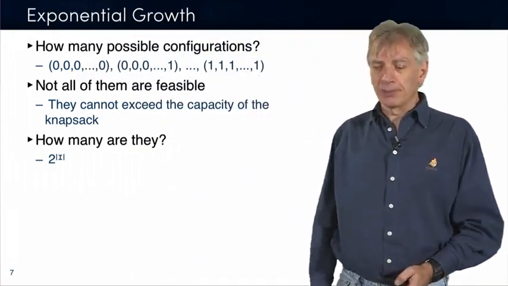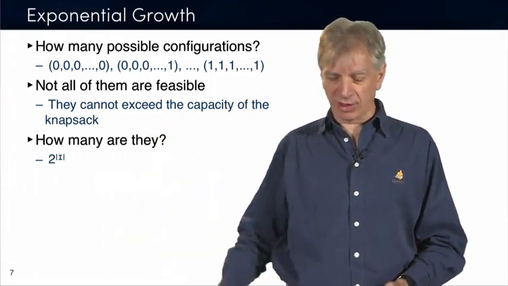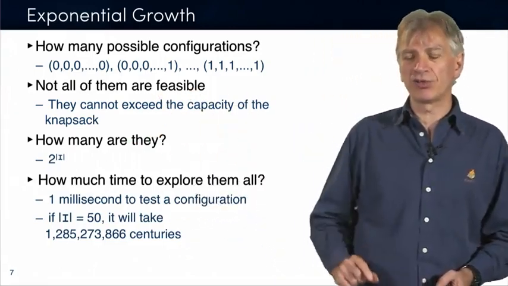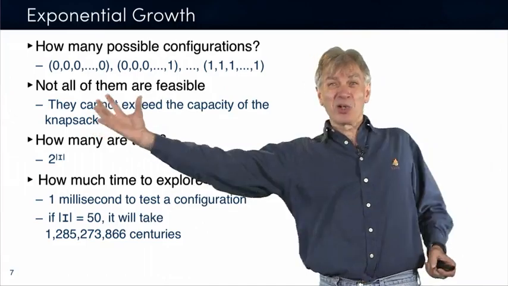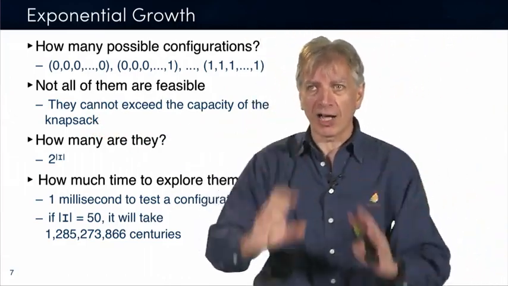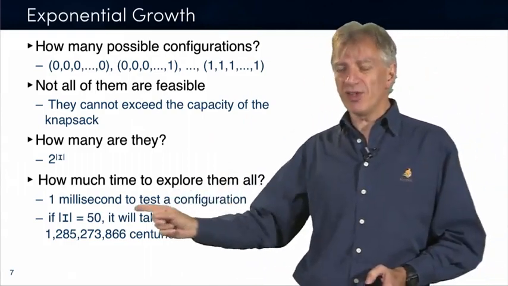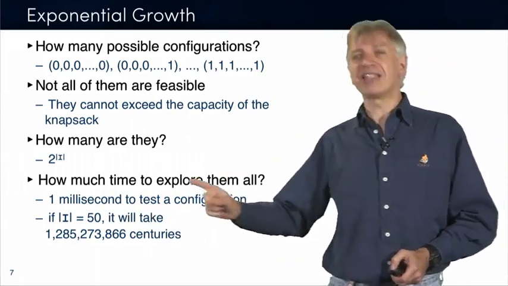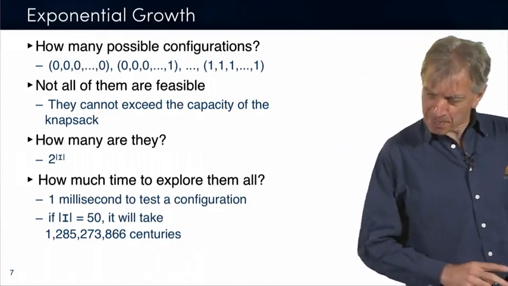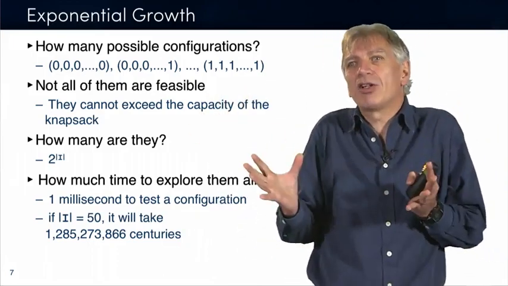Let me give you an idea of how fast this value is increasing. Assume that it takes 1 millisecond to test if a configuration is feasible, and we try to enumerate all of them, test them, and then select the best one. We just apply a brute force algorithm to do this. If it takes 1 millisecond to test any configuration and you have 50 items, it will take a huge number of centuries, more like 1 billion centuries to solve this. So this is huge, and you can't solve the problem this way.